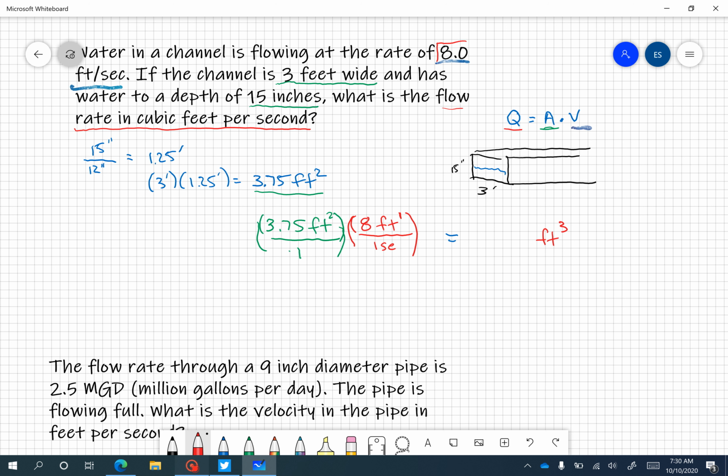3.75 times 8 is going to give me 30 feet, and then all over 1 second, or 30 cubic feet per second. And that's what they were asking for.